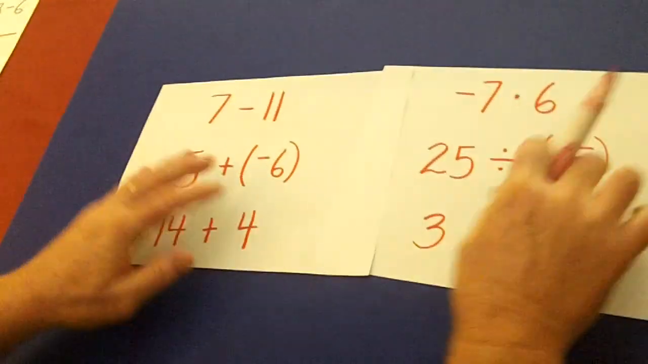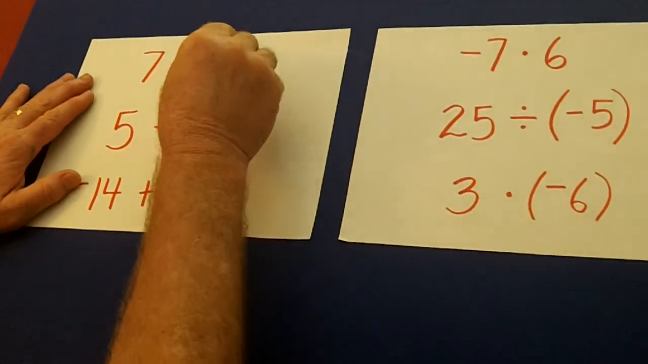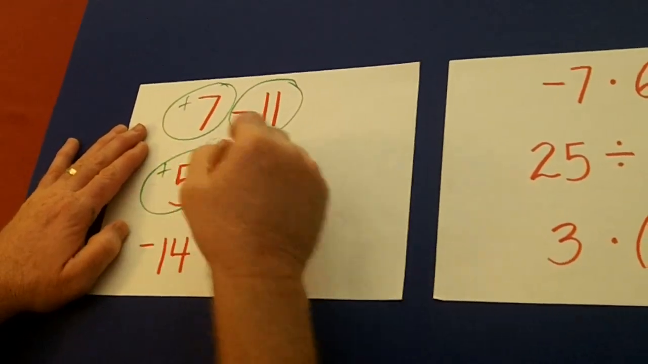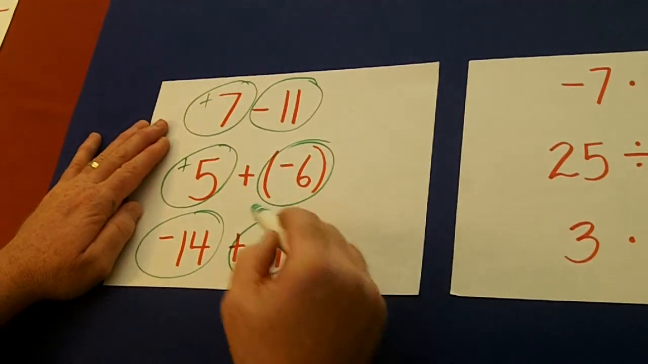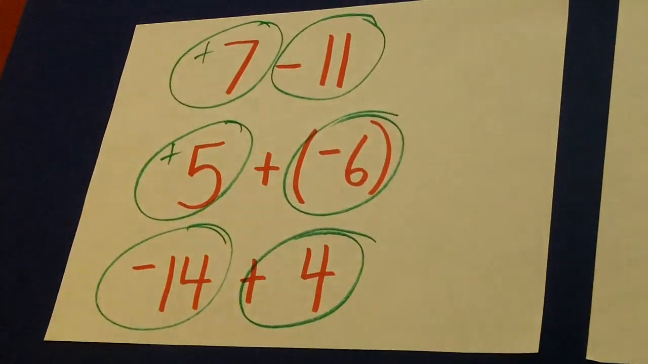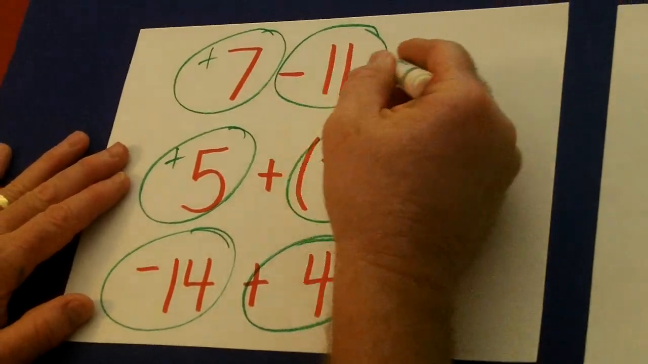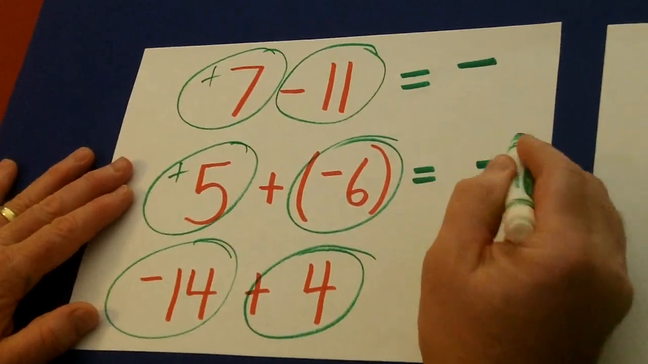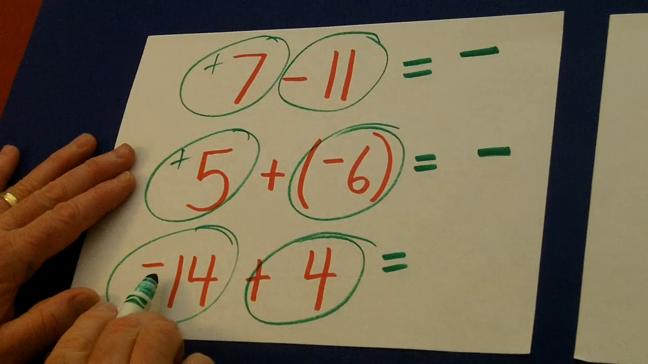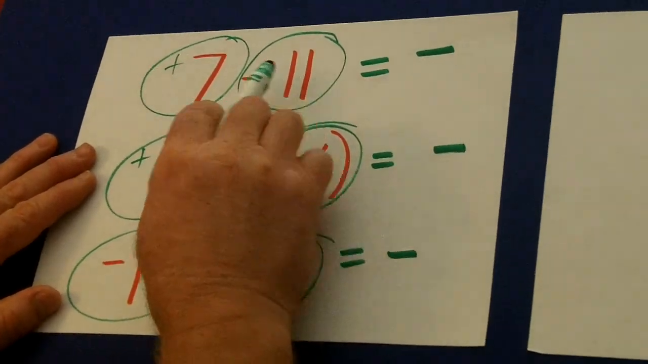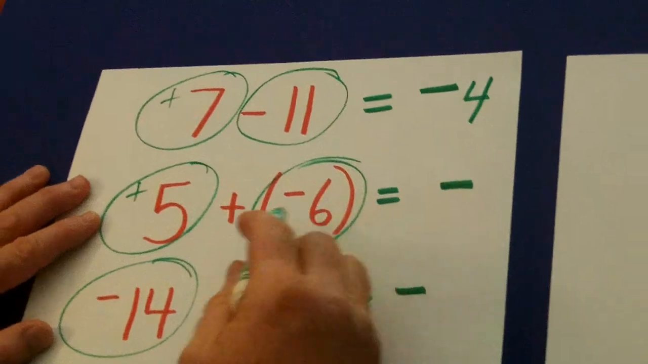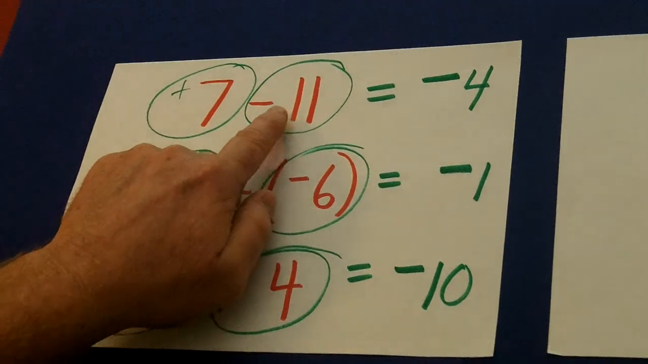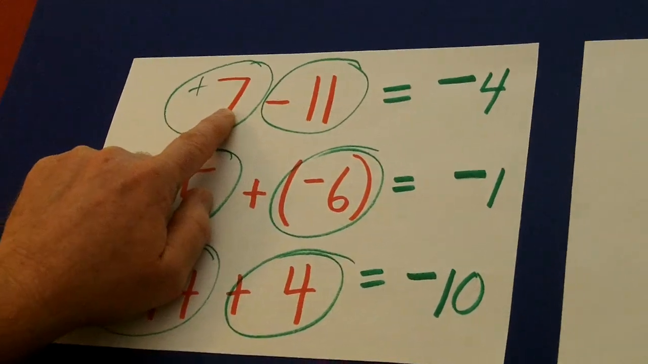Same thing here. One positive and one negative in each of these. Now when you add or subtract, you keep the sign of the biggest number, negative. You keep the sign of the biggest number, negative. You keep the sign of the biggest number, negative. And then you subtract. 11 minus 7, the difference is 4. 6 minus 5 is 1. 14 minus 4 is 10. Or you say to yourself, the negative number is 4 bigger than the positive.